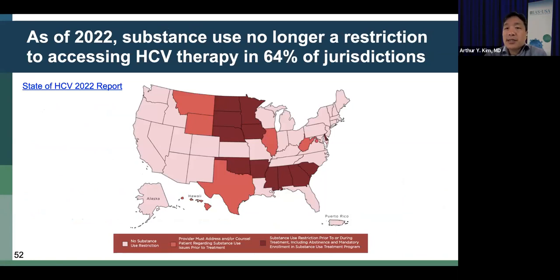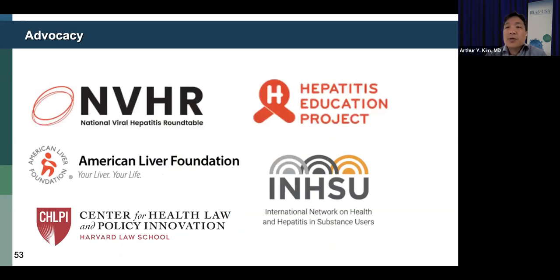So in the end, substance use is no longer a restriction. What I showed you earlier, many jurisdictions have done away with substance use, and you don't have to document that you addressed it. But I do think it's good medical care to still address substance use, and there are individuals who may benefit from these intensified groups. So joining advocacy programs, these are some larger national or international projects that one can follow on Twitter or join and follow their mailing lists. The Health Center for Policy and Innovation at Harvard Law School has been a leading advocate for reducing the Medicaid-related restrictions.